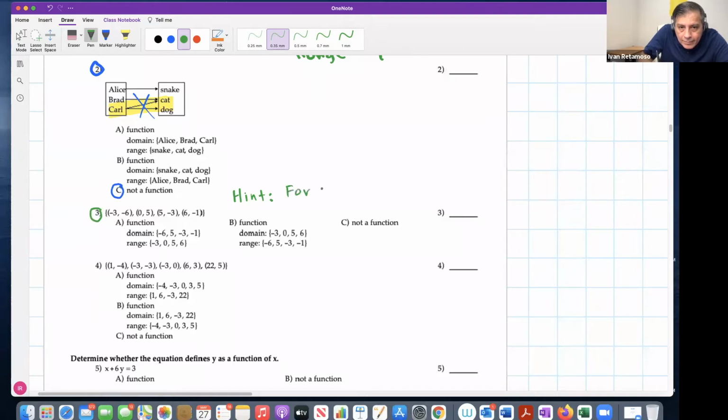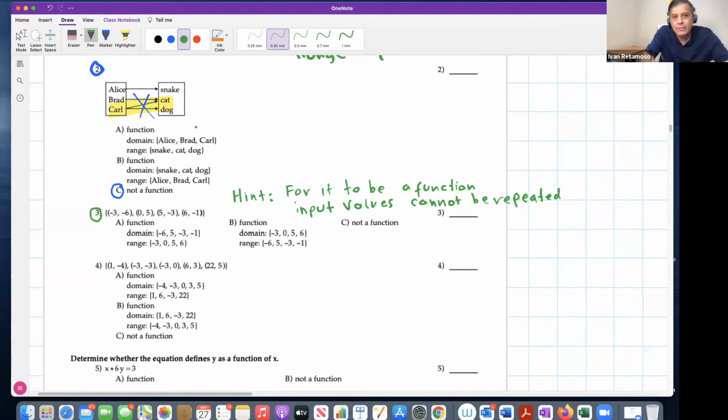For it to be a function, input values cannot be repeated, right? Because if that happens, it will lead to this fork that we don't want. Very good. Let's see the chat for number 3.